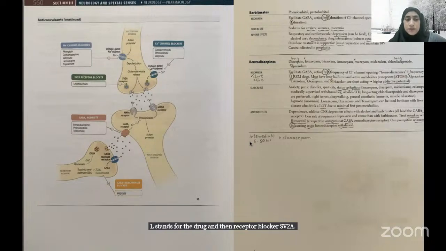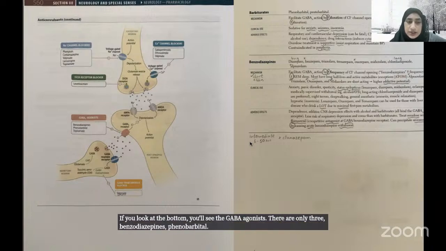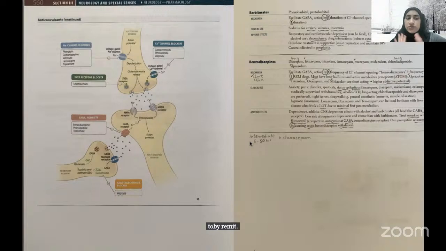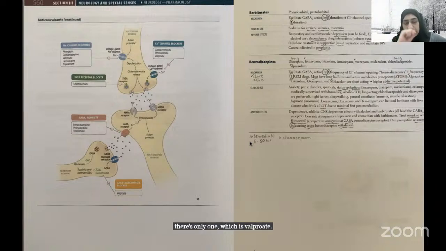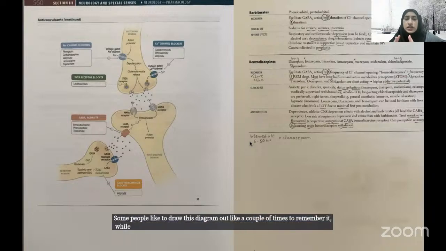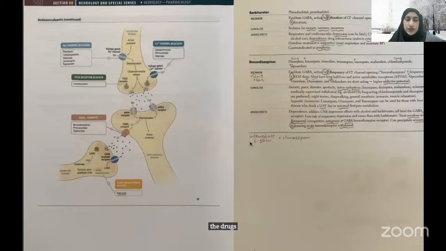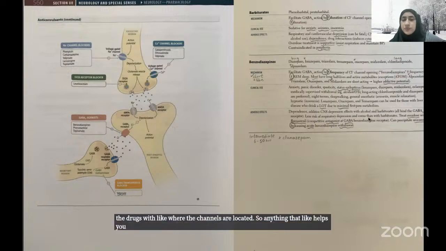If you look at the bottom, you'll see the GABA agonists. There are only three: benzodiazepines, phenobarbital, topiramate. And at the bottom, please don't ignore this drug. This is a GABA transaminase blocker. There's only one, which is valproate. Some people like to draw this diagram out a couple of times to remember it, while others just associate the drugs with where the channels are located. So anything that helps you remember, you should stick to your method.